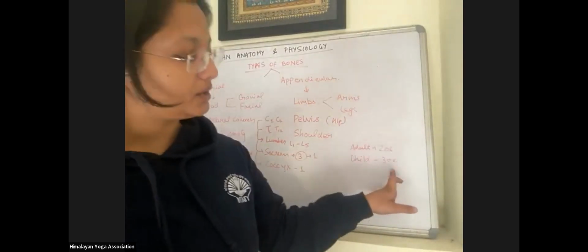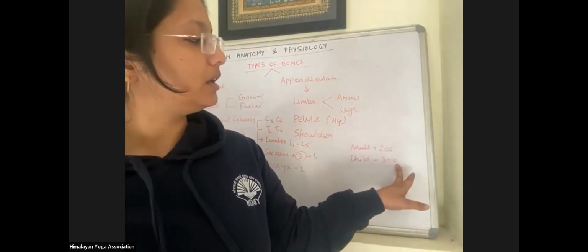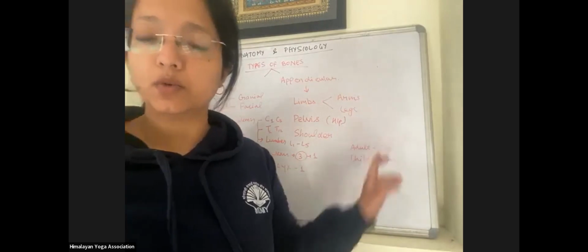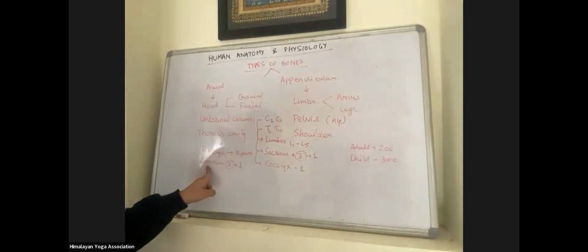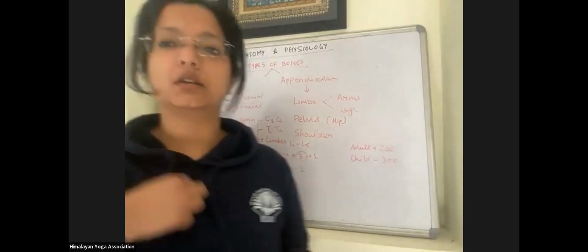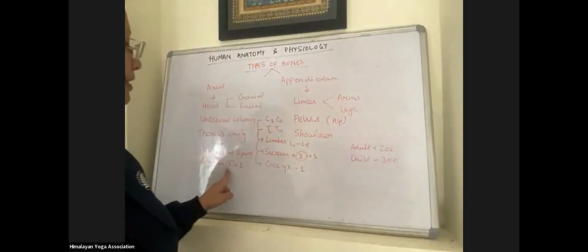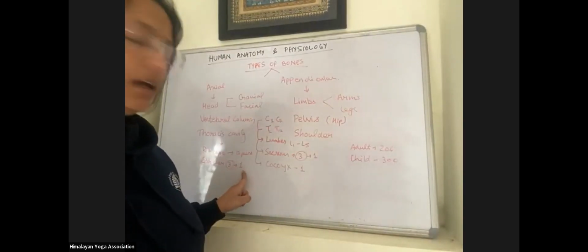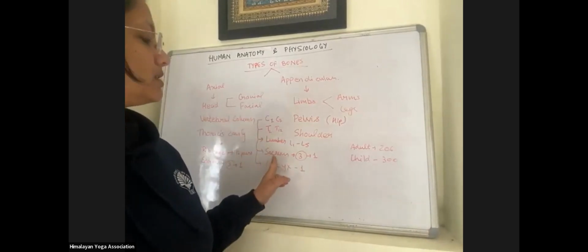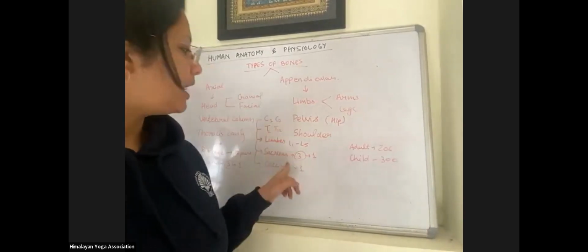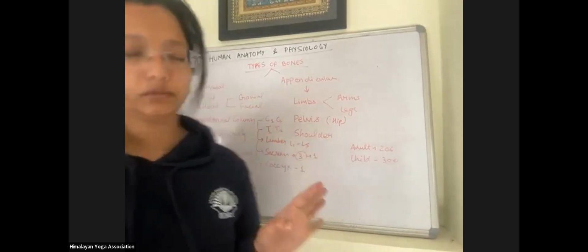A child has 300 bones, but slowly and gradually those 300 bones become 206 bones because they start getting fused. An example of that we see in the sternum. The sternum is here in the middle. In the sternum there were 3 bones, and in an adult they get fused to become 1. Similarly, in the sacrum there were 3 bones and they fused to become 1 bone.